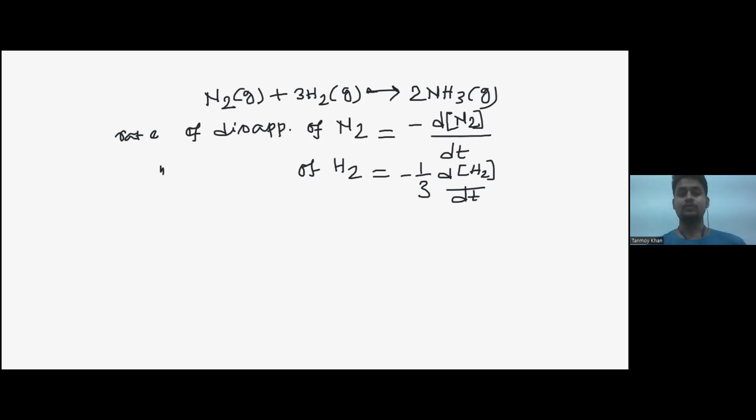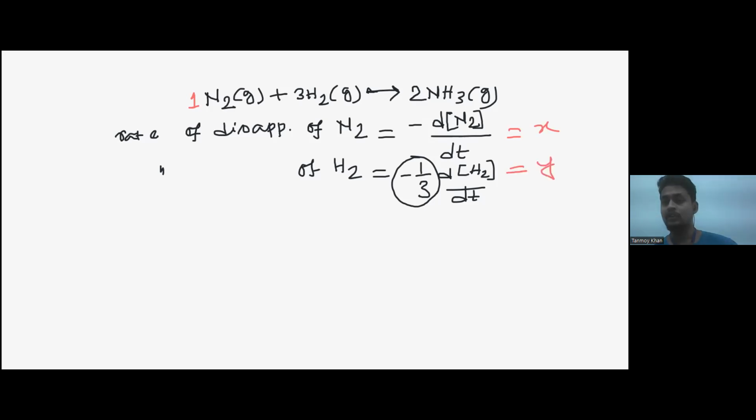Why is this so? Just try to understand it by a simple analogy. Whenever one molecule of nitrogen is disappearing to form ammonia, that means 3 molecules of hydrogen are going. So if the rate of disappearance of nitrogen is, let's say, X, that means at that time hydrogen, 3 molecules, is going much faster.